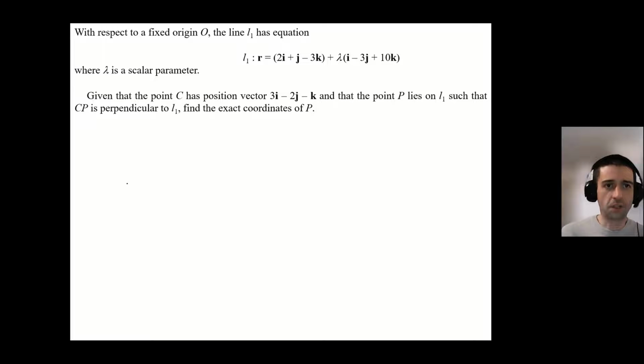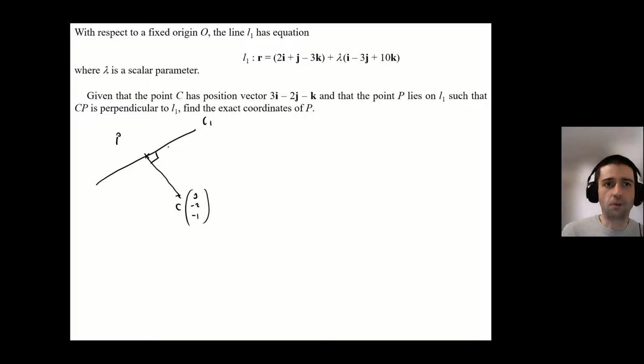Right, I'm just going to draw this scenario here. I've got a line here, which is L1. I've got a point P that lies on L1, so let's label that there and call that the point P. And then I've got this point C over here, which is (3, -2, -1). And I'm given that C to P is perpendicular to L1.